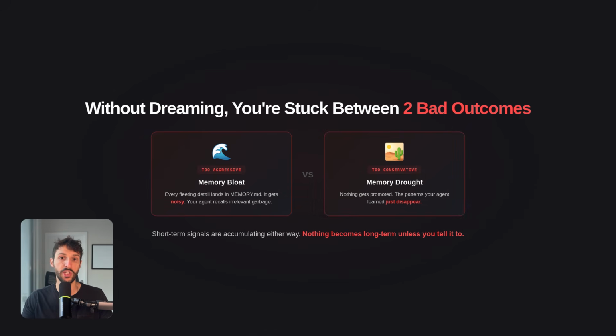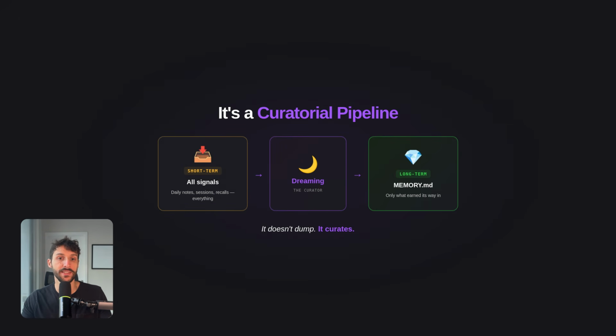Without dreaming, you're stuck between two bad outcomes. If your agent is too aggressive, every fleeting detail lands in MEMORY.md, it bloats, it gets noisy, your agent starts recalling irrelevant garbage. If it's too conservative, nothing ever gets promoted, and the genuinely important patterns, the things your agent has learned about how you work, just disappear forever. The easiest way to think about this is dreaming is a curated pipeline. It doesn't dump everything in long-term memory. It earns its way in.